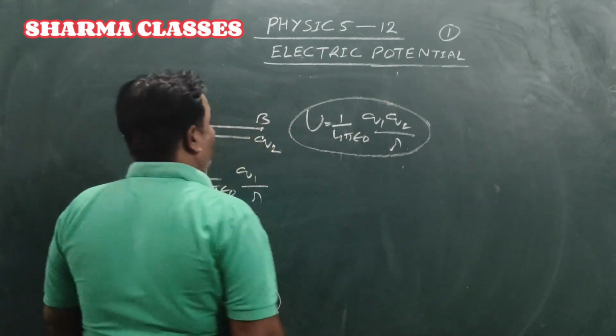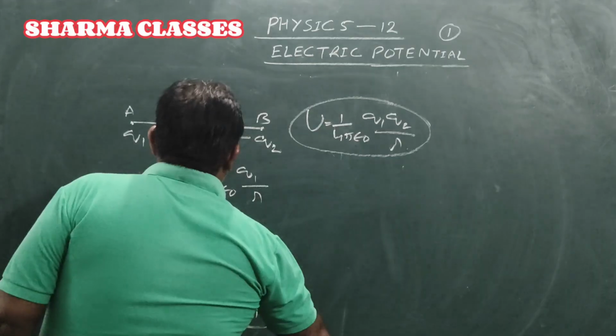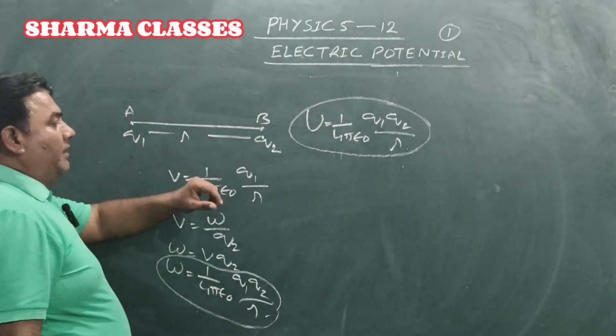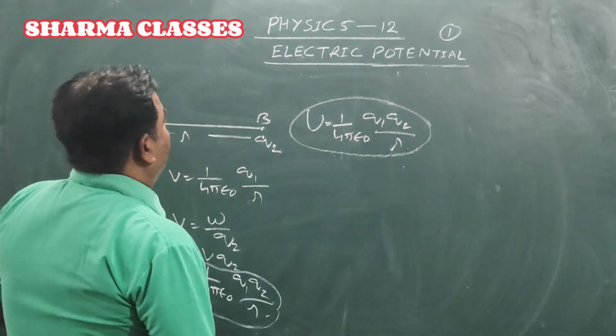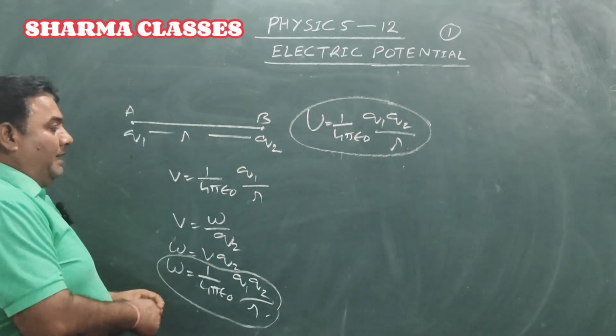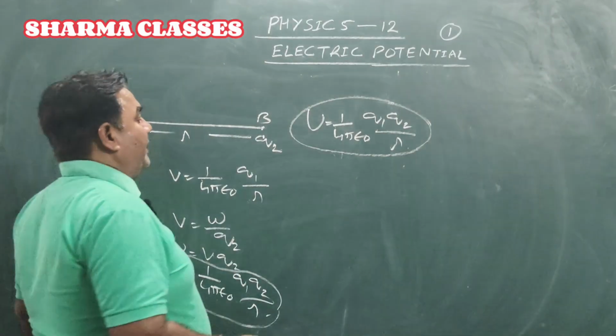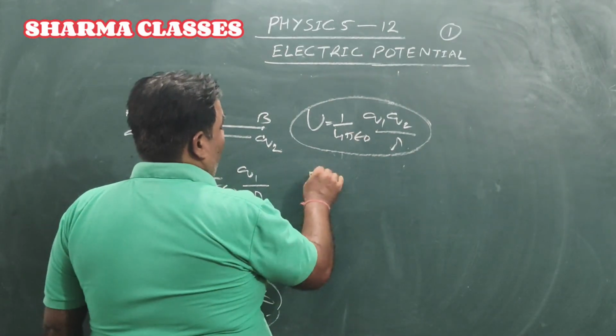But in this formula, we have to take the sign of the charge. When Q1 is negative, we have to take it negative. When Q2 is positive, we have to take it positive. And the last definition is equipotential surface.